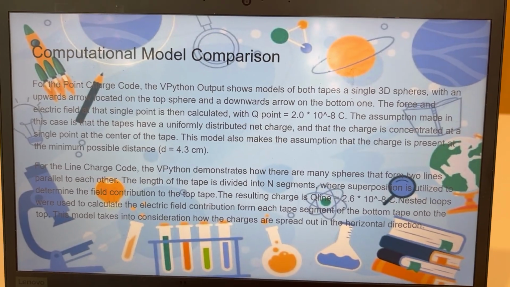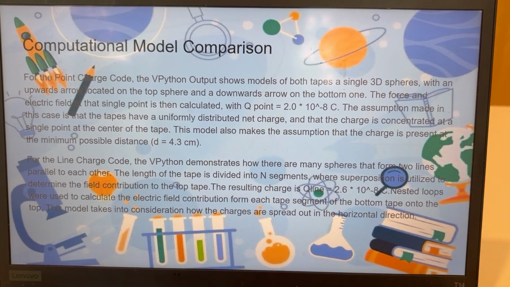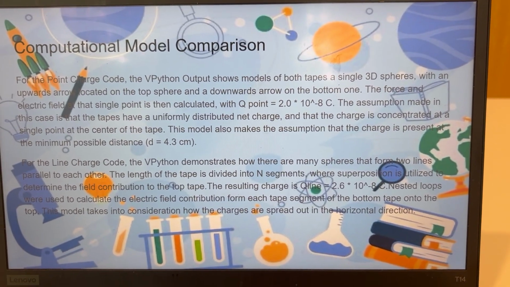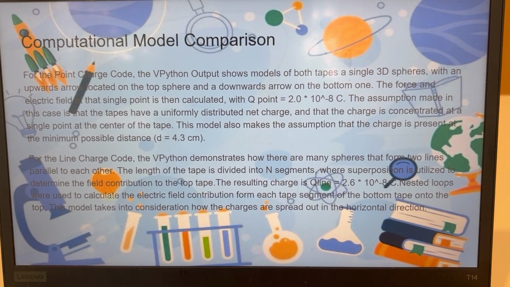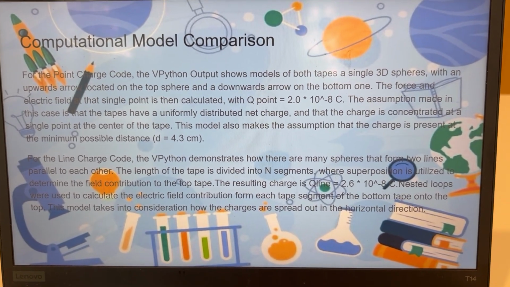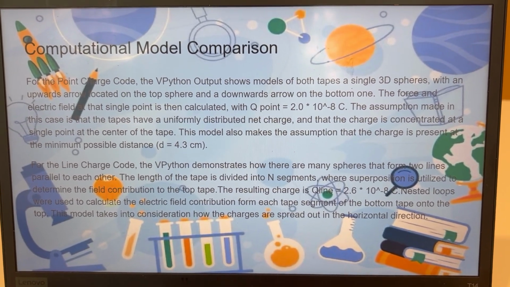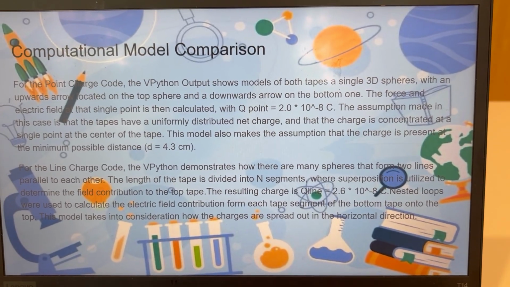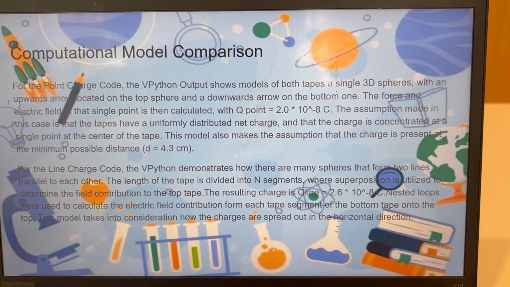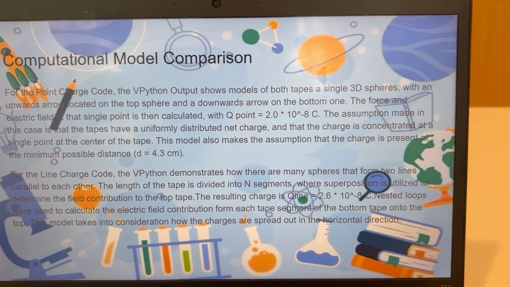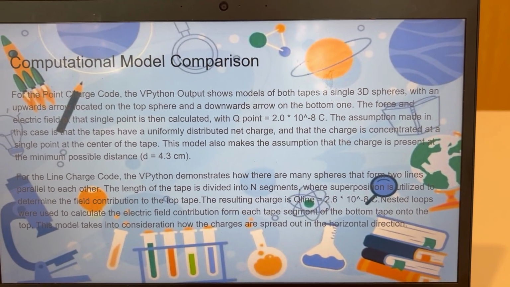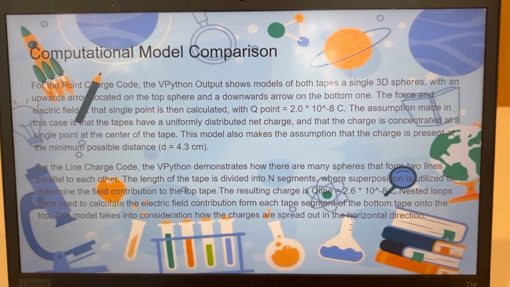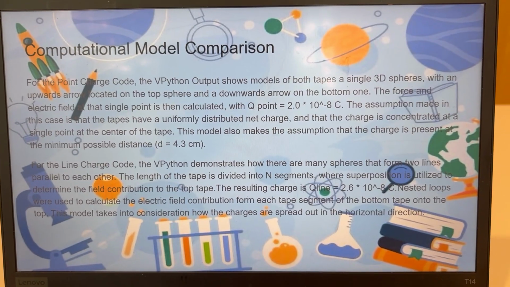The comparison for the point charge code is that the models of both tapes are shown as single 3D spheres with an upwards arrow located on the top sphere and downwards arrow on the bottom one. The force and electric field of the single point is then calculated, with Q point equals 2.0 times 10 to the negative 8 C. The assumption in this case is made that the tapes have uniformly distributed net charge, and the charge is concentrated at a single point at the center of the tape.